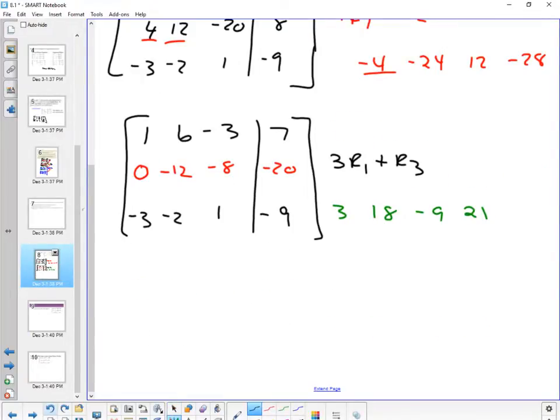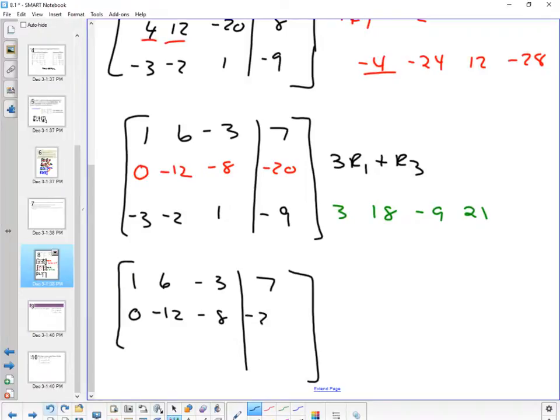We're going to end up changing that one no matter what. It might, yeah, but we worry about that at the end. So, question: is row 1 changing? No. 1, 6, -3. Is row 2 changing? No. 0, -12, -8, -20. Is row 3 changing?